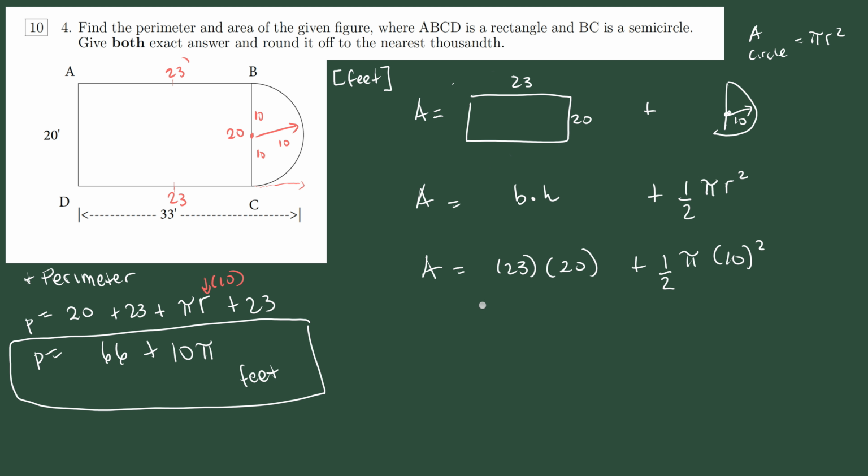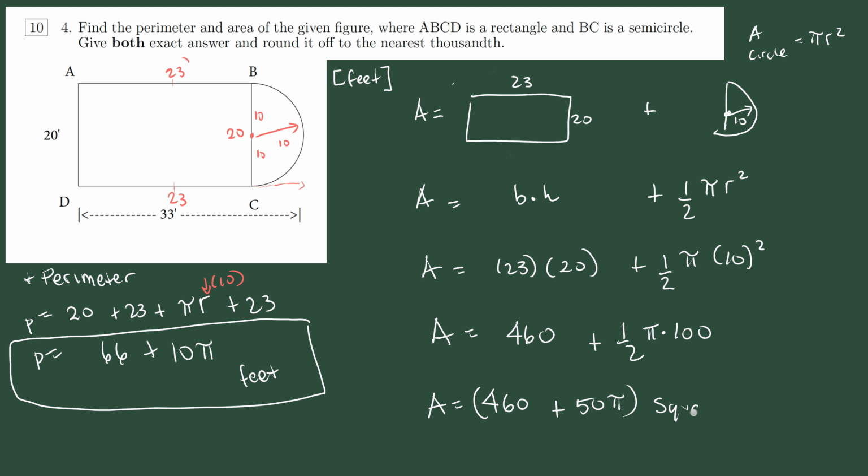So what are we getting here? Area equals 23 times 20, which is 460, plus, well, be careful here, this is going to be 1/2 pi times 100. Simplifying that, area equals 460 plus 50 pi. All of this is in square feet.